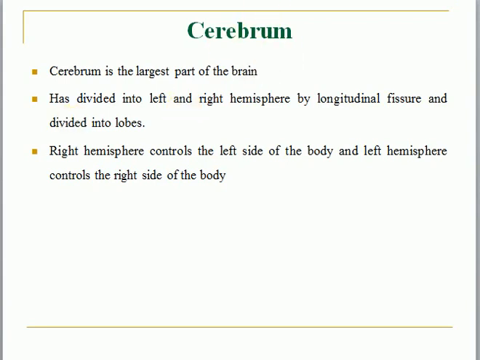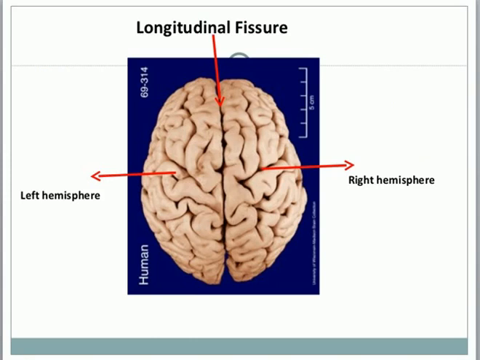So that is the cerebrum, which is called the largest part of the brain. If you see the picture here, look at the picture. This is a cut section of the brain. This brain is cut in the middle by a line called the longitudinal fissure. It means the brain is divided by this line into two spheres. One is called the left hemisphere, another is called the right hemisphere. Hemi means half, sphere means globe.